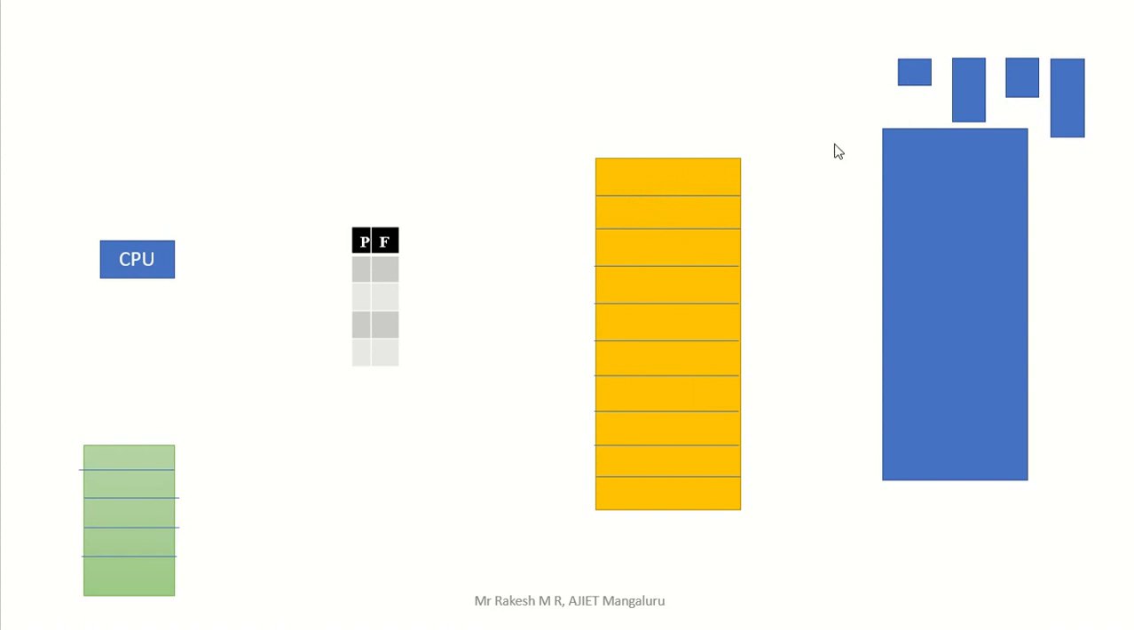The concept of paging is that we take one process and divide it. That means we make blocks in that process, and each block of that process is called a page. We don't know how many blocks or pages there are, it depends on the process. The operating system will divide that.